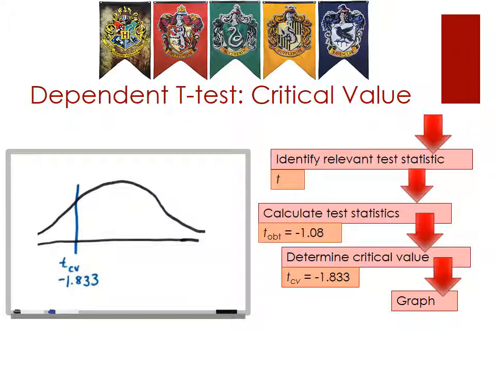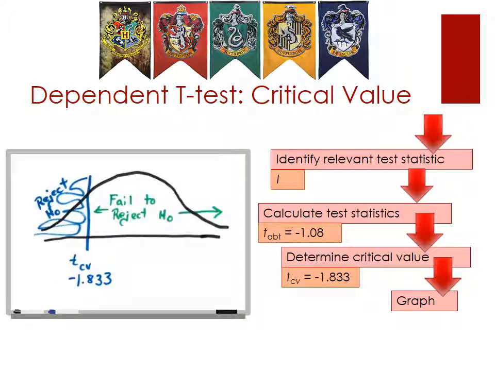And you're going to look at this, so it's going to be to the left of it, right, because I'm solving a left tail test, okay? So it's going to be rejecting my null if my value falls to the left of my t-critical value, and I'm going to fail to reject the null if the value falls to the right of it.